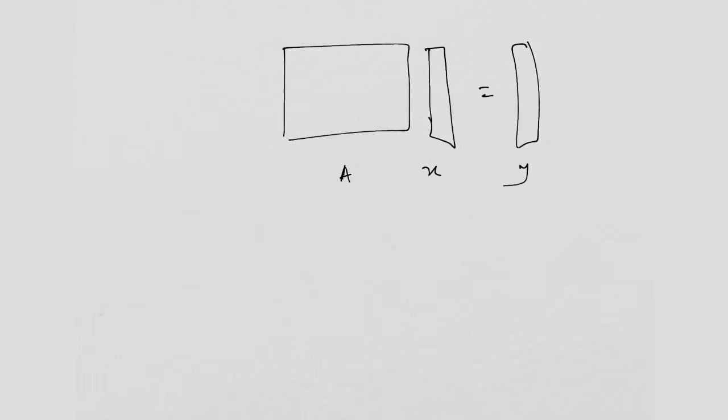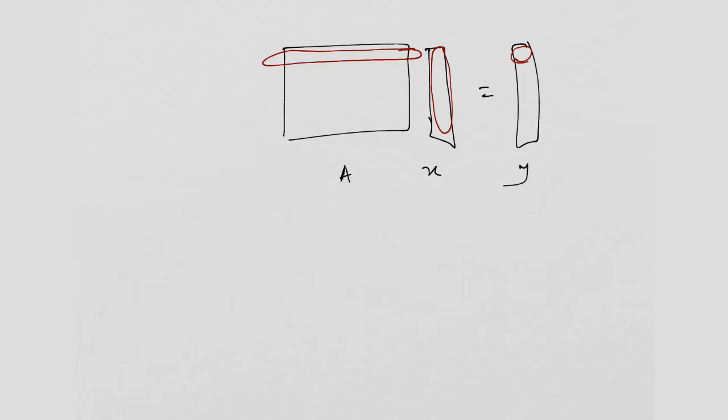Let's study the other approach. Let me pick up a row of A and multiply it with the column of X, and what will I get? I'll get the first element of Y.